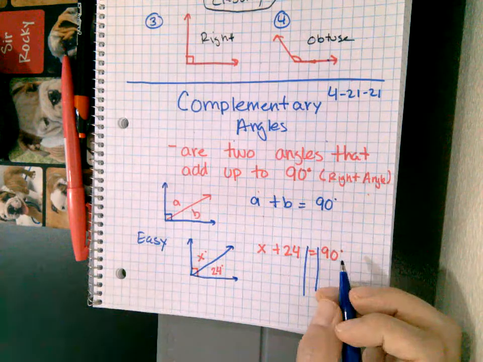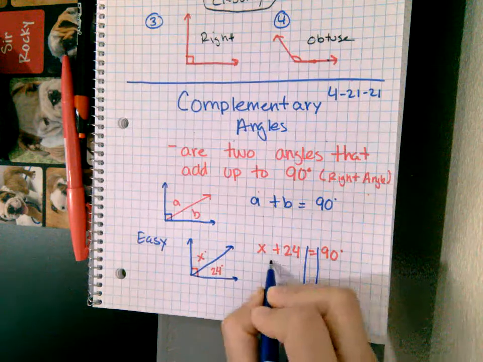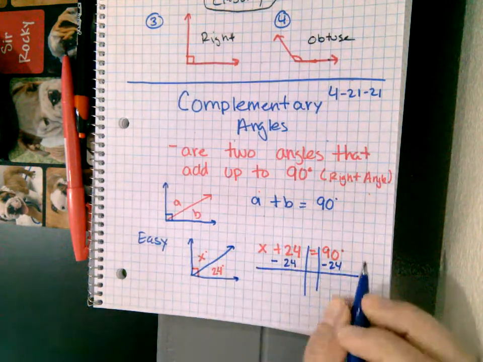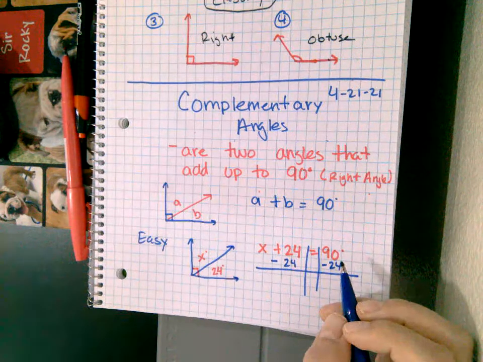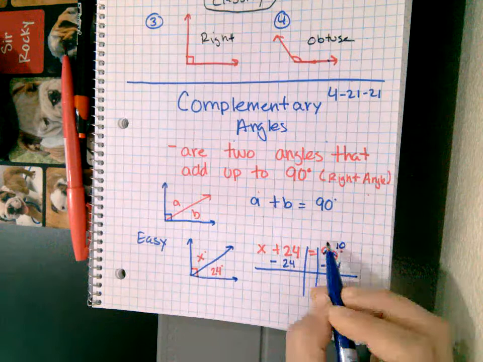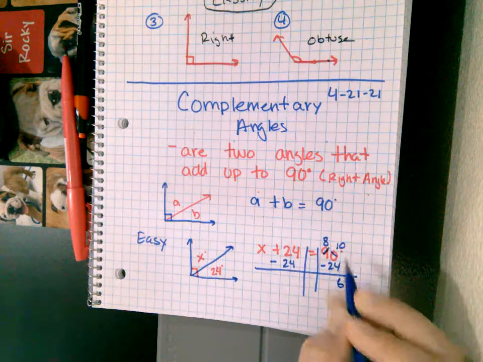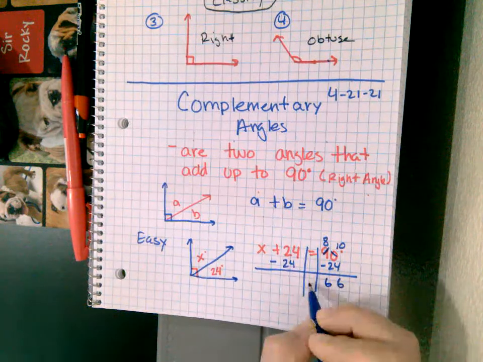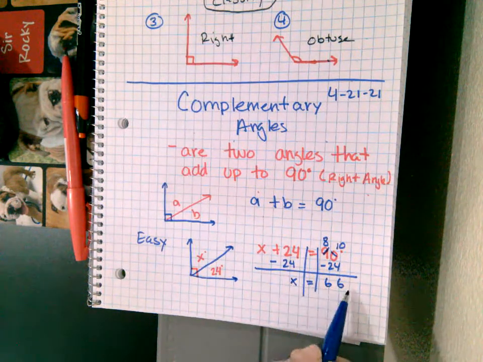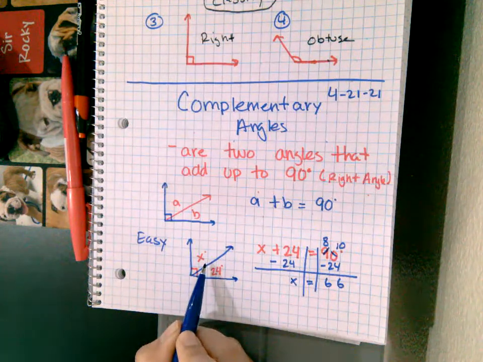What we learned back in, I think October, I taught you equations. So we're going to subtract 24 on both sides. 90 minus 24: 10 minus 4 is 6, 8 minus 2 is 6. So that means that X is equal to 66 degrees. That means that this angle right here measures 66 degrees.